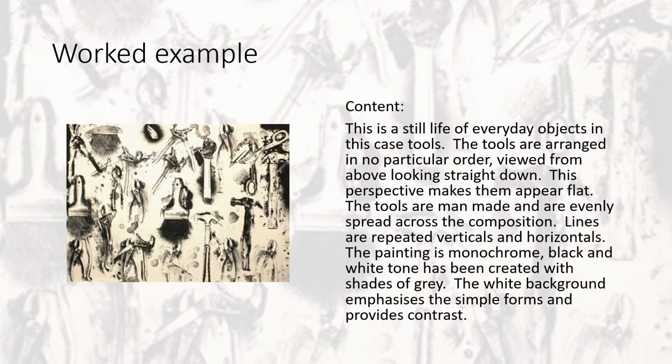So first of all, I've looked at content. It's the piece of work on the left. This is a still life of everyday objects, in this case tools. The tools are arranged in no particular order, viewed from above looking straight down, which is an unusual perspective actually for a still life. Traditionally they were more of an arrangement. This perspective makes them appear flat. The tools are man-made and are evenly spread across the composition. Lines are repeated verticals and horizontals.